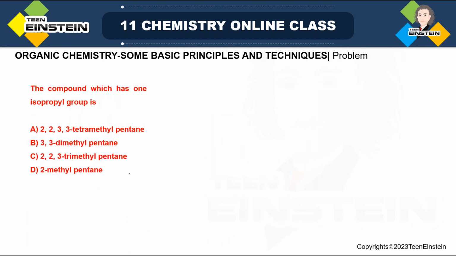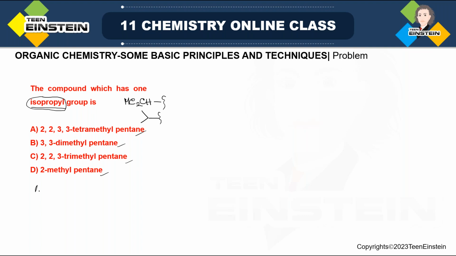Now here we have a problem. The compound which has one isopropyl group. So here you have a total of 4 names given. All are ending with pent. So obviously you have to draw all these molecules 4 times, so that you can find whether there is any isopropyl group present or not. Isopropyl group means Me2CH group, and then there is the connection point, or you can write it like this. This is the connection point. So propyl is 3 carbon, but isopropyl is branched.